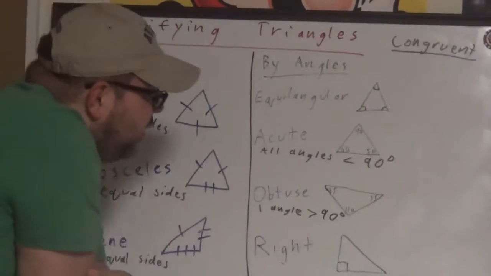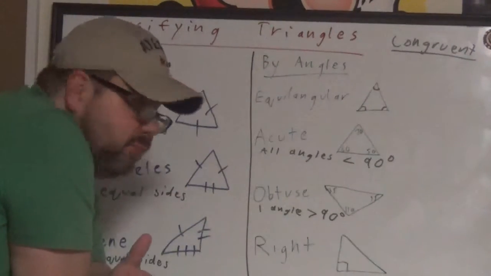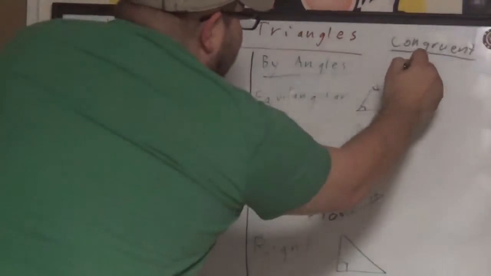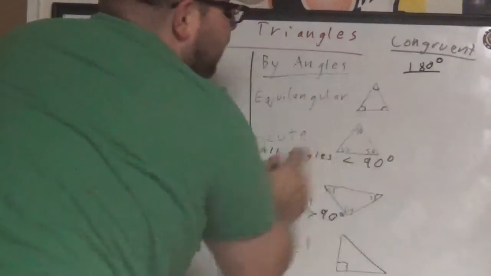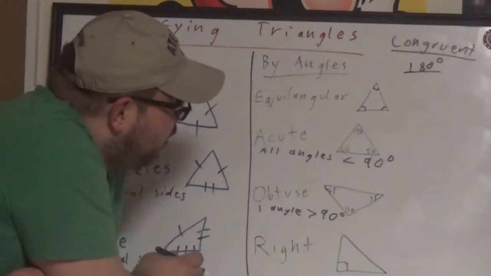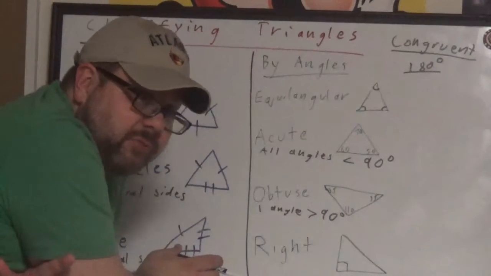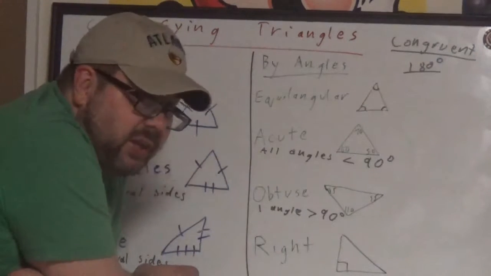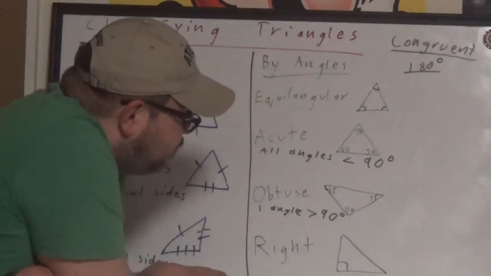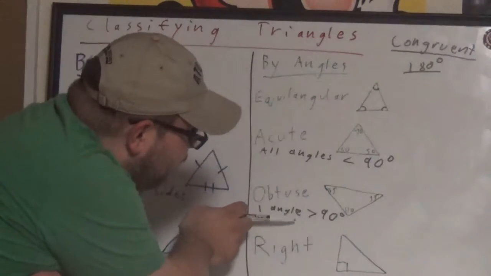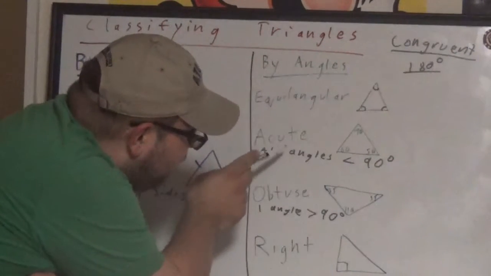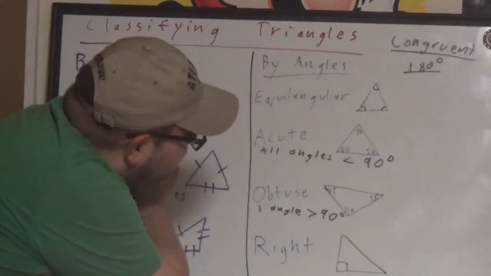By the way, one angle, because remember, there are 180 degrees in a triangle. Always 180 degrees. Therefore, you cannot possibly have two angles larger than 90 degrees in a triangle. It's not possible. So, again, if you have one angle greater than 90, then it's obtuse. If you have all the angles being less than 90, it's acute.